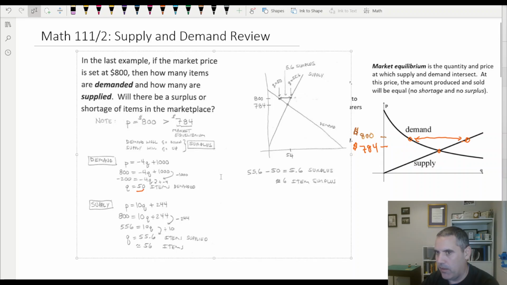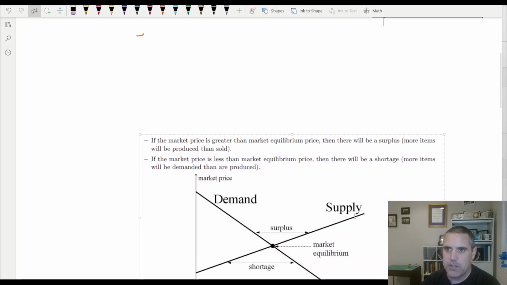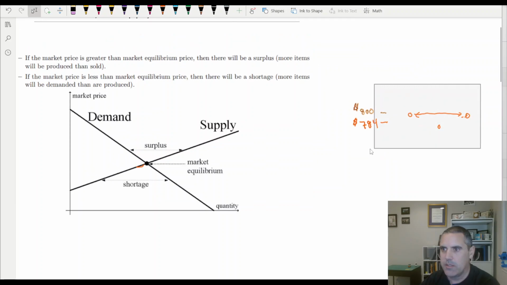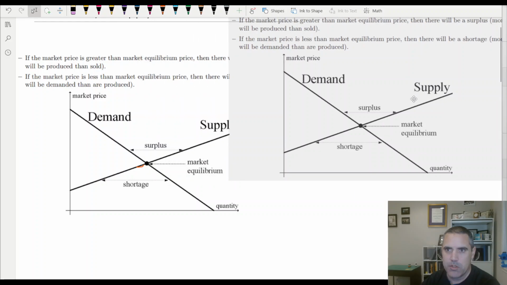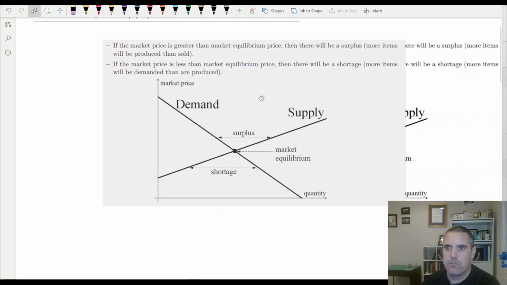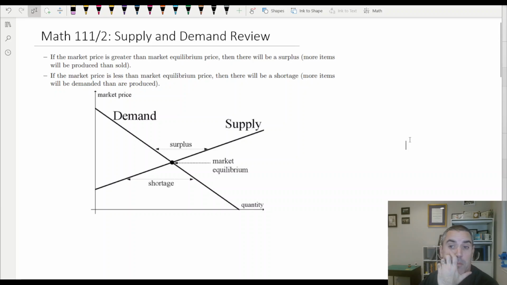Okay, I'm going to get rid of that, and I'm going to solve a couple equilibrium points to finish this review up. So here's that discussion we just had. This is also from my notes. I'm going to get rid of this. Sorry to remove things. I'm just trying to give a quick recap so we can get to some problems. So there you go. If the market price is greater than market equilibrium, that's what we just discussed.